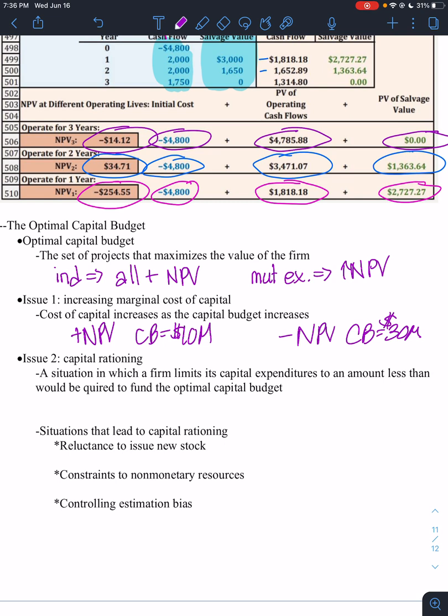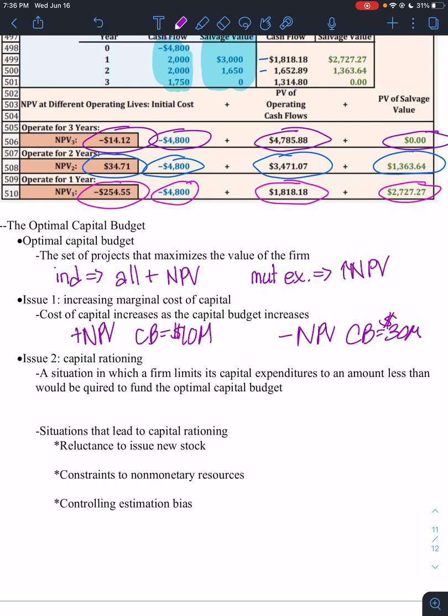Anyways, issue 2 is what's called capital rationing. I always tell students, think about the words you're using. Rationing is not a good word, right?